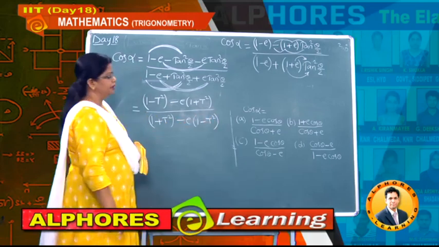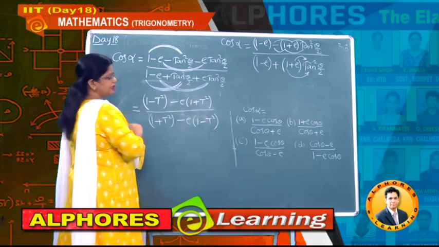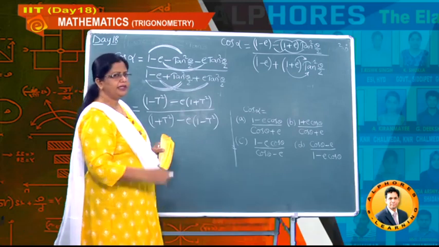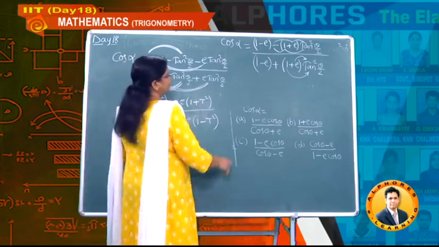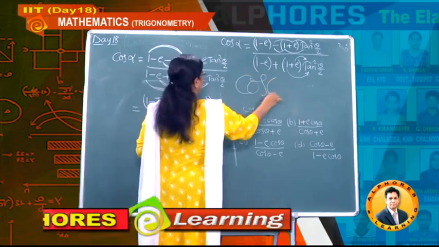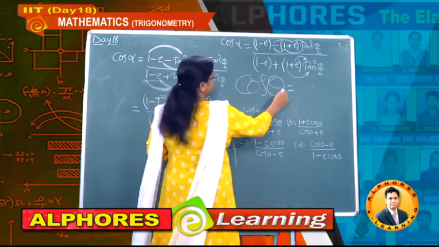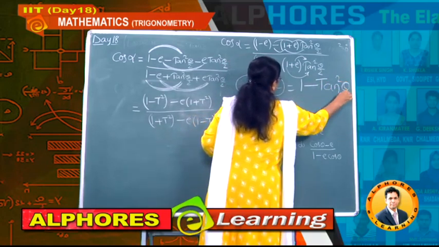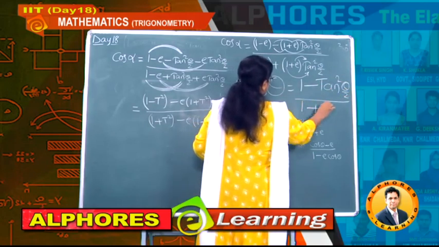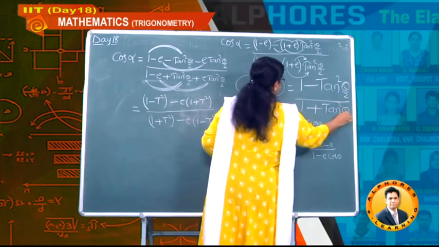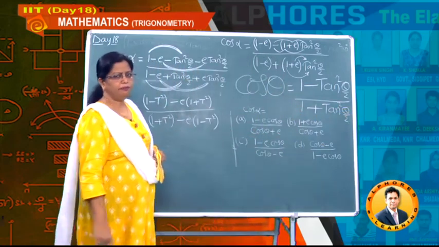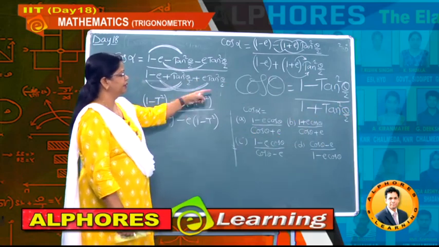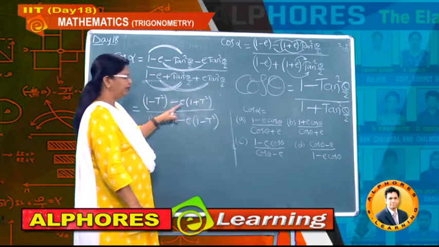Got the point, students? Now let us take 1 plus tan square common from the numerator as well as the denominator. Students, here I am taking in view the cos theta formula. What is our cos theta formula, students? It is nothing but 1 minus tan square theta by 2, understand, whole divided by 1 plus tan square theta by 2. So keeping this formula in mind, I am moving my steps. What is the formula? 1 minus tan square by 1 plus tan square you have to get. Keeping that formula in mind, let us move the steps.